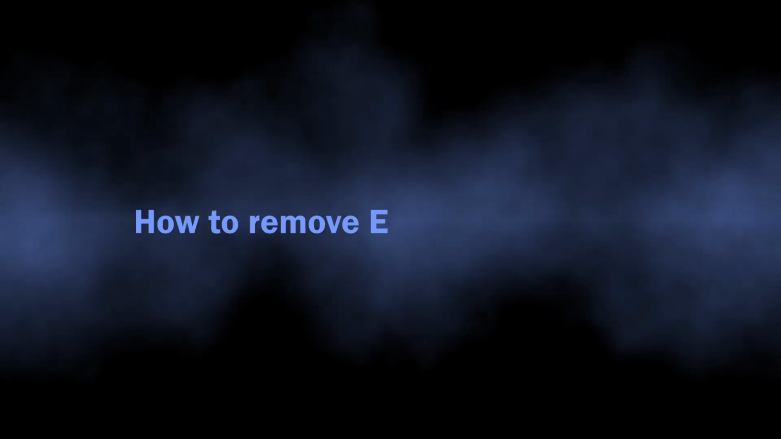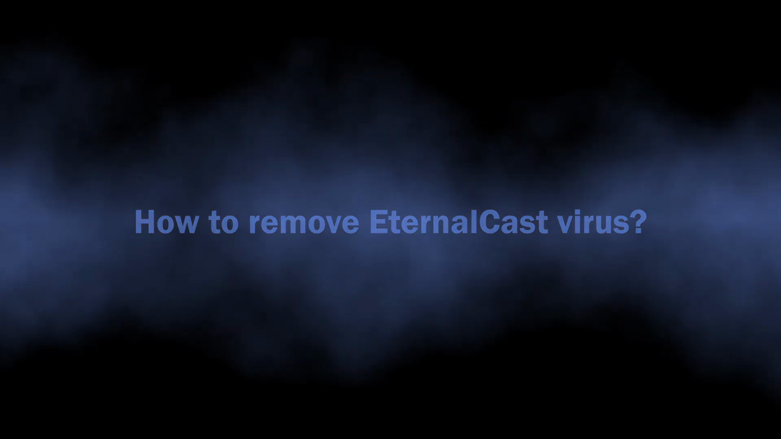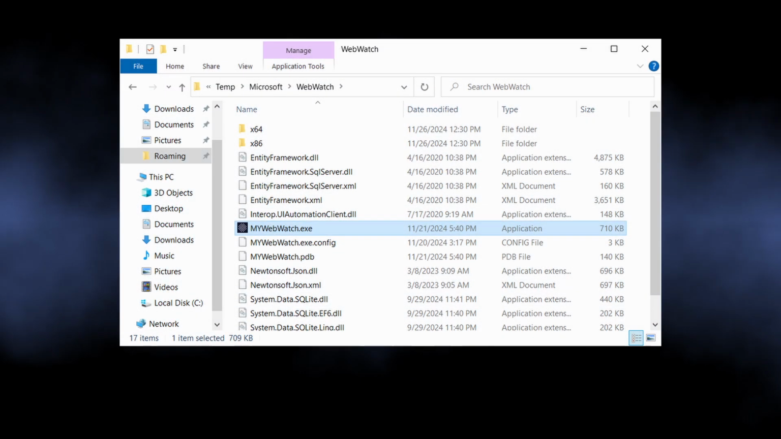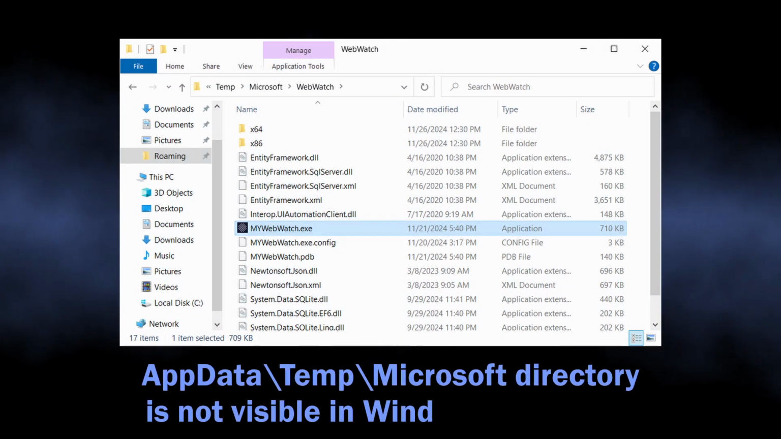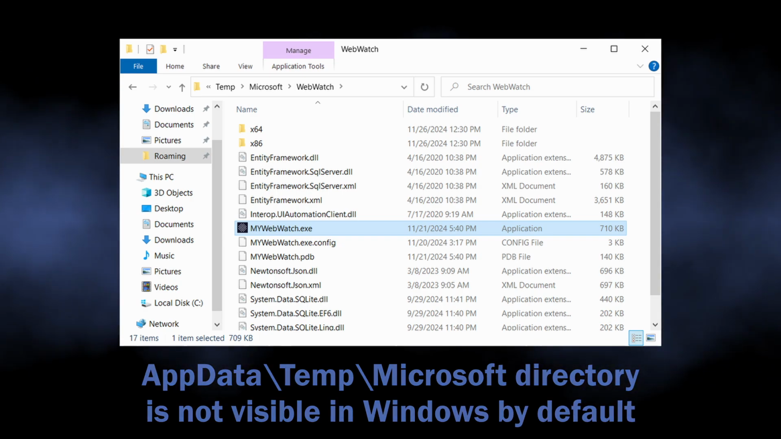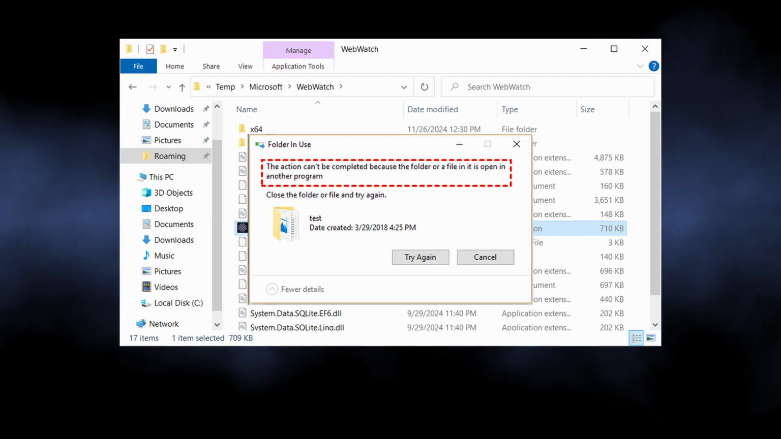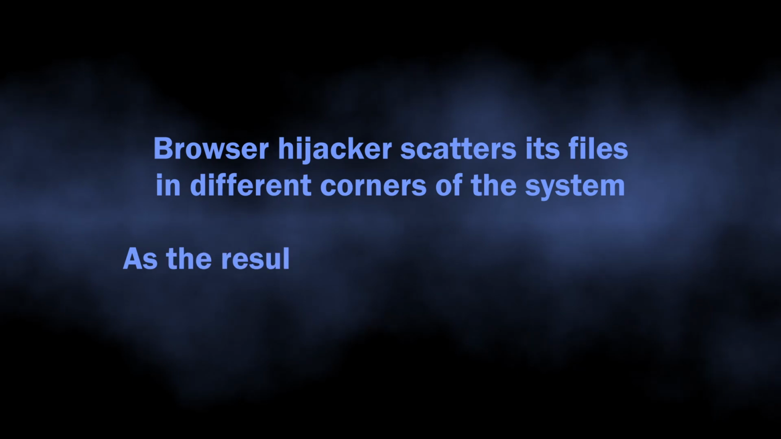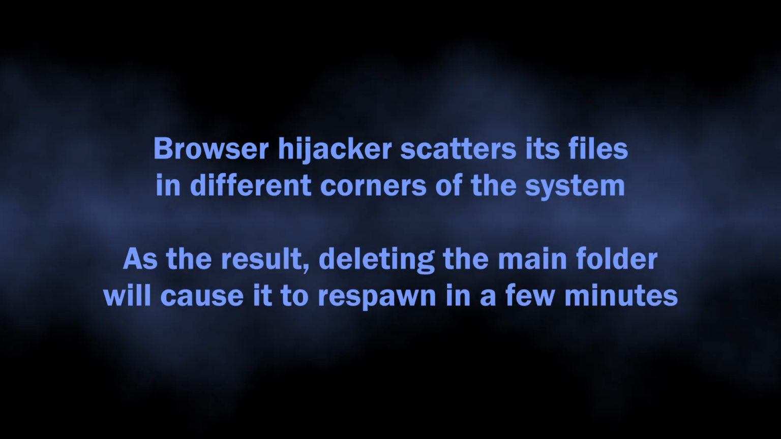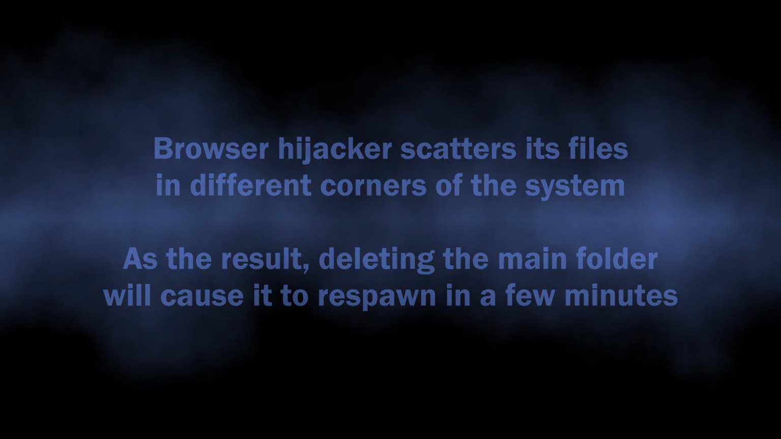Okay, now let's discuss how to remove the EternalCast hijacker virus from the system. Despite it having a clearly visible folder on a disk, it is not that easy to get to it, as the app data directory is hidden by default. But should you try deleting it manually, you will see that it just won't disappear. As it turns out, the malware spreads its duplicates across the system, so the process is way more complicated than just removing the source folder.